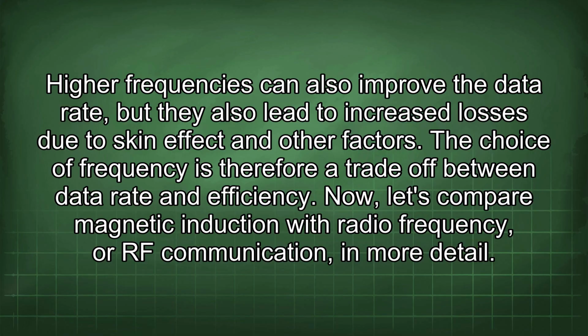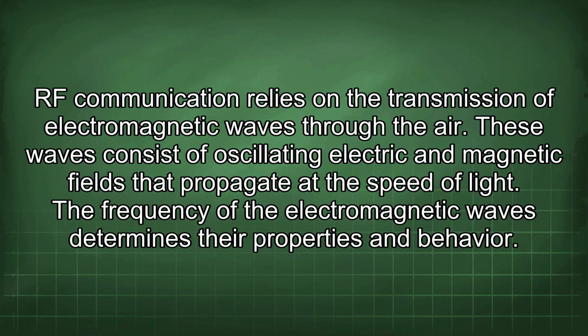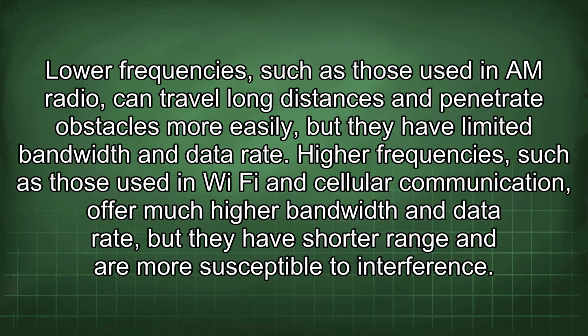Now let's compare magnetic induction with radio frequency, or RF communication, in more detail. RF communication relies on the transmission of electromagnetic waves through the air. These waves consist of oscillating electric and magnetic fields that propagate at the speed of light. The frequency of the electromagnetic waves determines their properties and behavior. Lower frequencies, such as those used in AM radio, can travel long distances and penetrate obstacles more easily, but they have limited bandwidth and data rate. Higher frequencies, such as those used in Wi-Fi and cellular communication, offer much higher bandwidth and data rate, but they have shorter range and are more susceptible to interference.